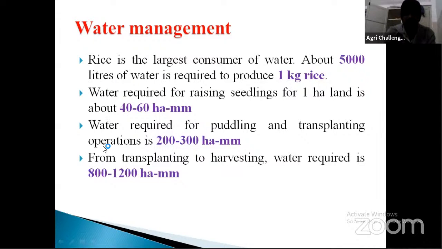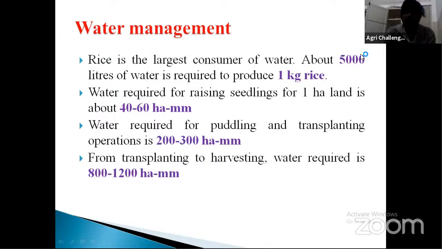Here these 3 points are very important. Water required for raising seedlings for 1 hectare land is 40 to 60 millimeters. That means for nursery preparation 40 to 60 millimeters of water is required, but the water required for puddling and transplanting is 200 to 300 millimeters. And from transplanting to harvesting, water required is 800 to 1200 millimeters per hectare.